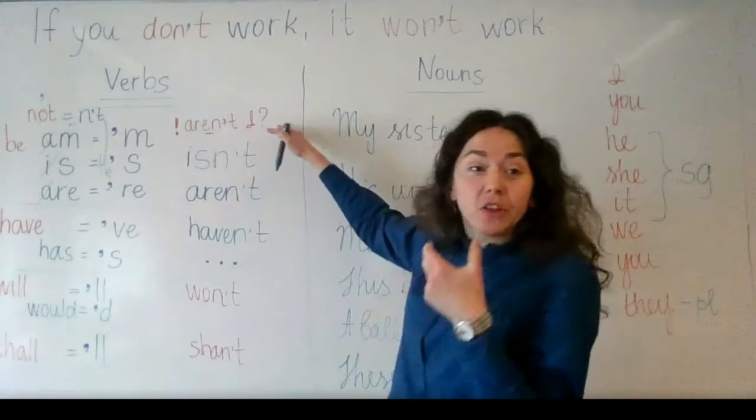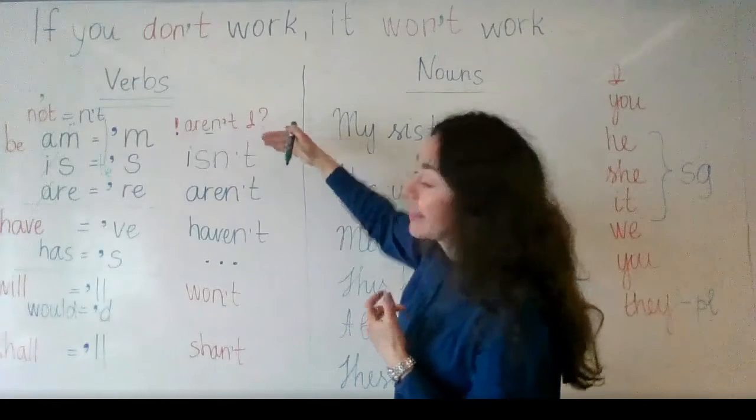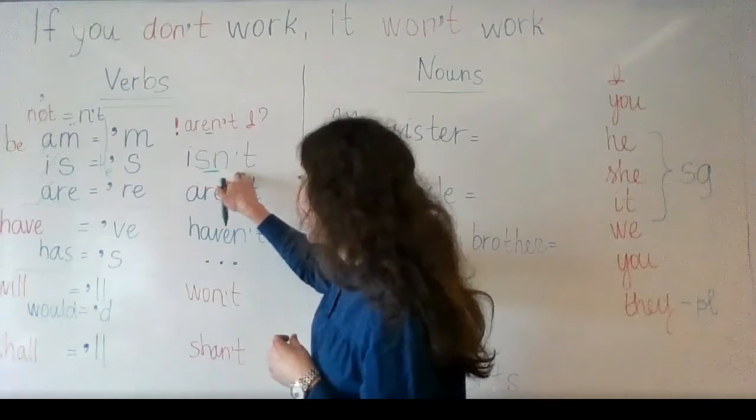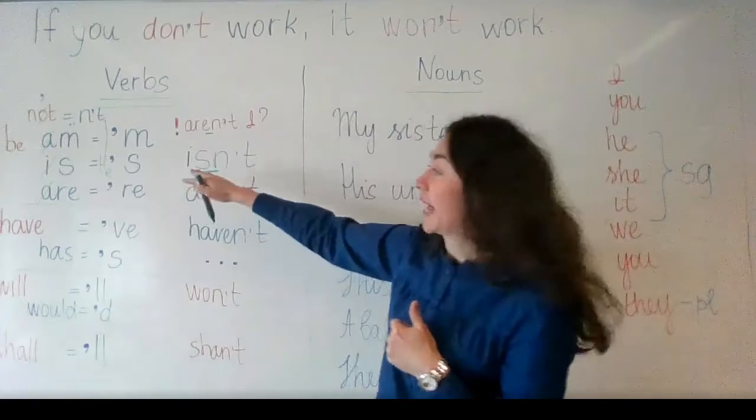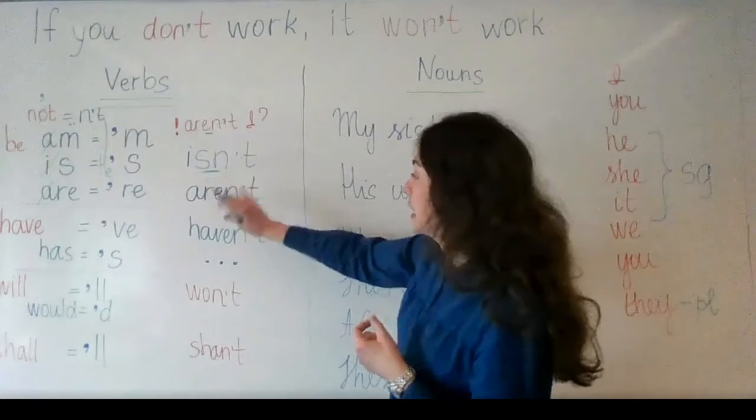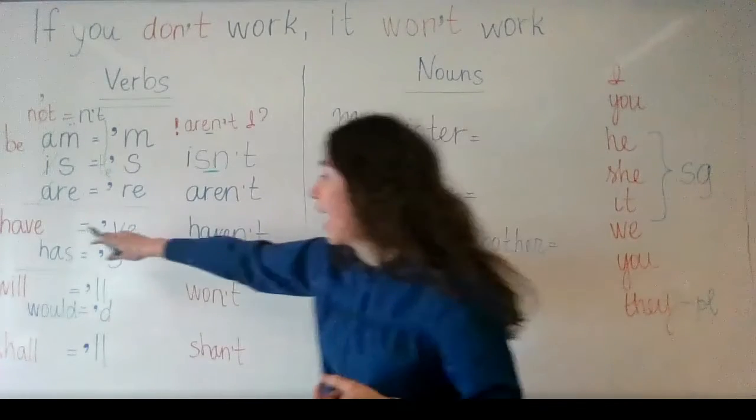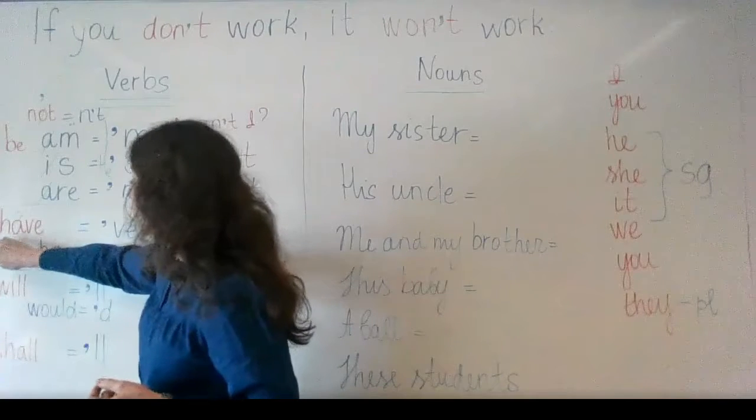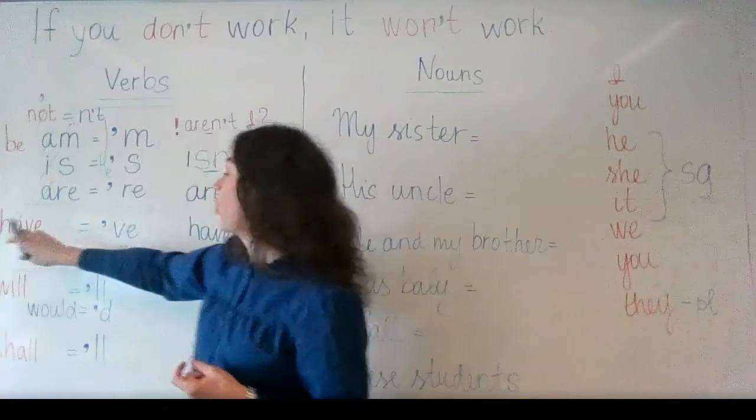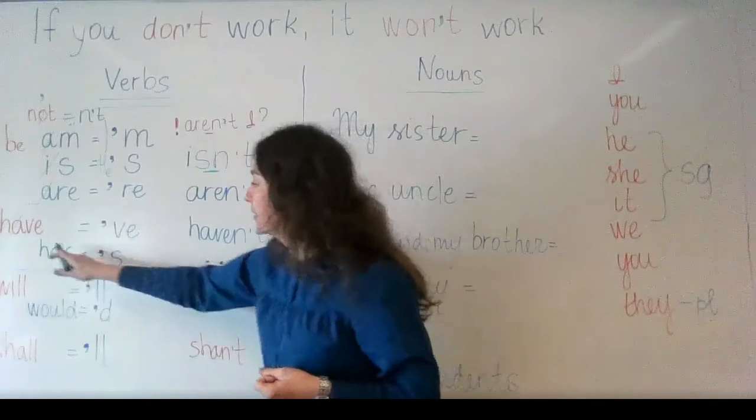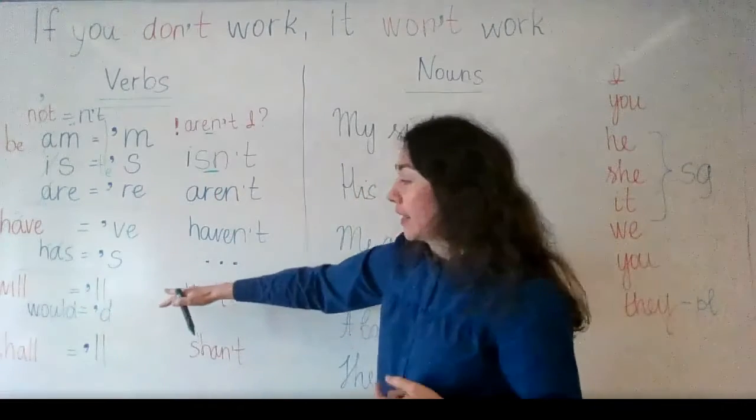When we need to make a negative form of this, we have to write not together with the previous word, and we cannot shorten it right now, so we shorten only one part. We have isn't, aren't, have. In this case, you notice we replace these 2 letters with an apostrophe here. Have, v, has, 2 letters.